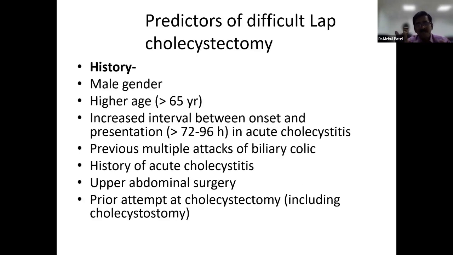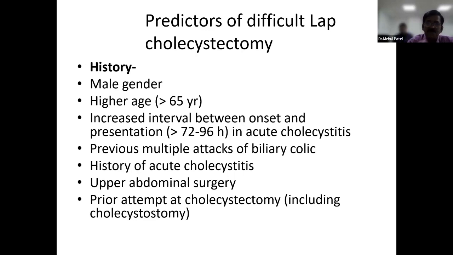So while doing lap cholecystectomy, there are some pointers which indicate that this lap might be difficult. In that case, you need to prepare yourself for proceeding with the lap cholecystectomy. You might need some extra instruments. You might need some help of seniors. So in these cases, you should be prepared either to convert or go for some bailout technique.